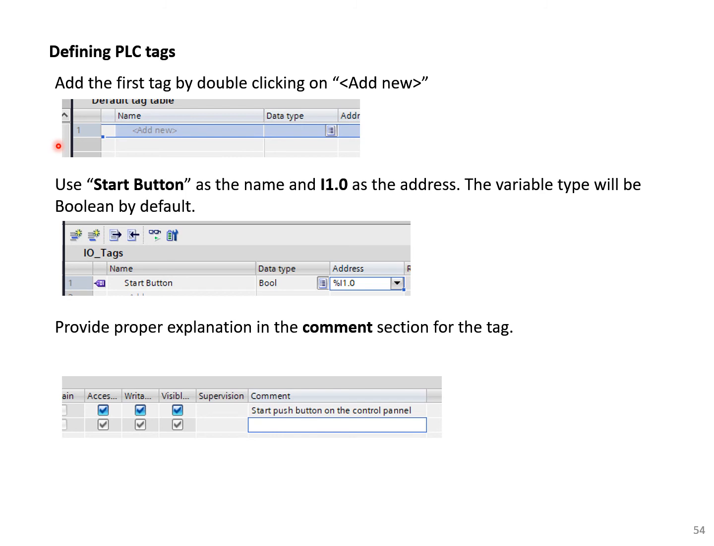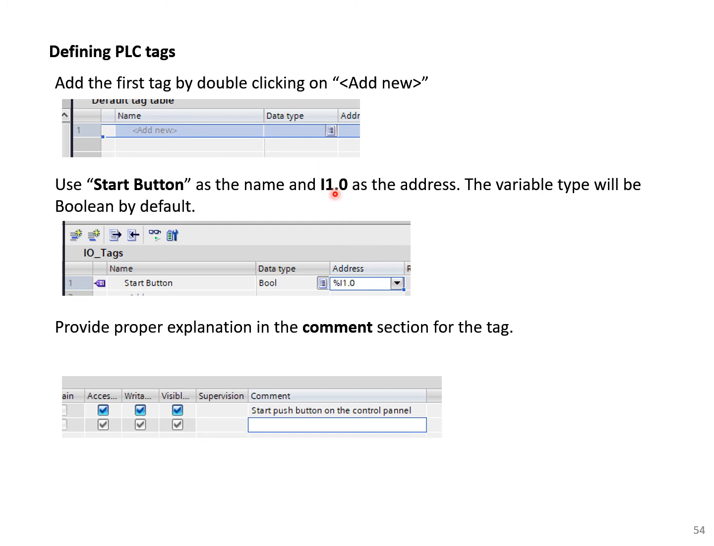Okay, defining PLC tags. Add the first tag by double clicking on add new. So here on add new, use start button as the name and I1.0 as the address. The variable type will be Boolean by default.